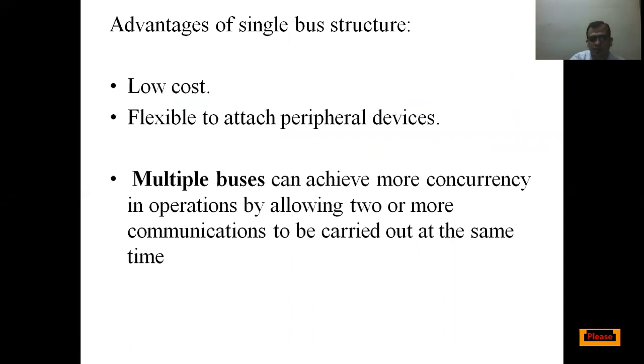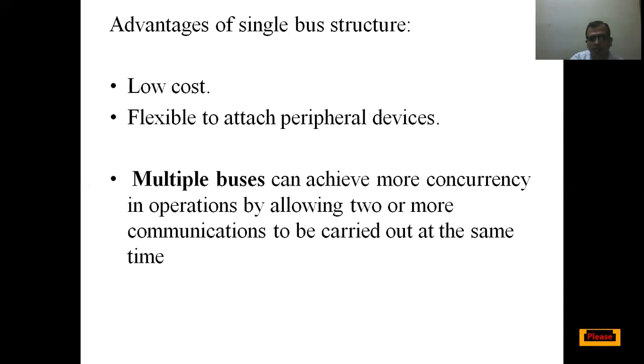The single bus is of low cost. The design of the single bus is very easy, so that's why it is of low cost, and it is flexible to attach peripheral devices. We can attach many devices to the single bus. But the disadvantage is that only two components can communicate. Many components cannot communicate simultaneously in the case of single bus architecture.